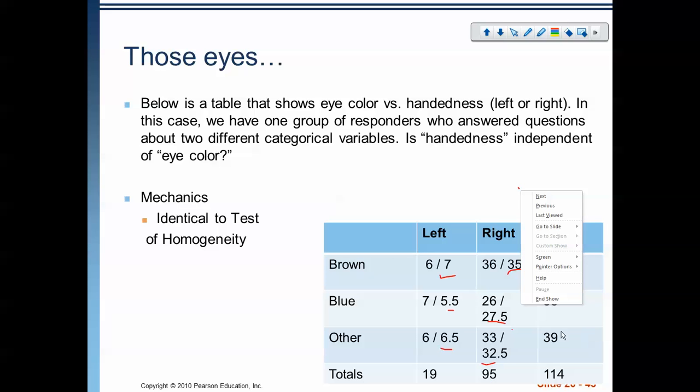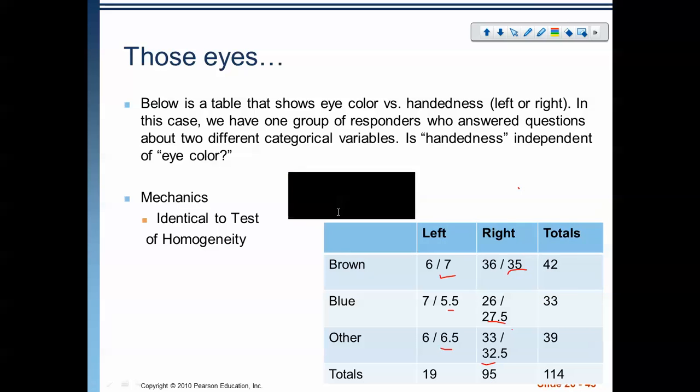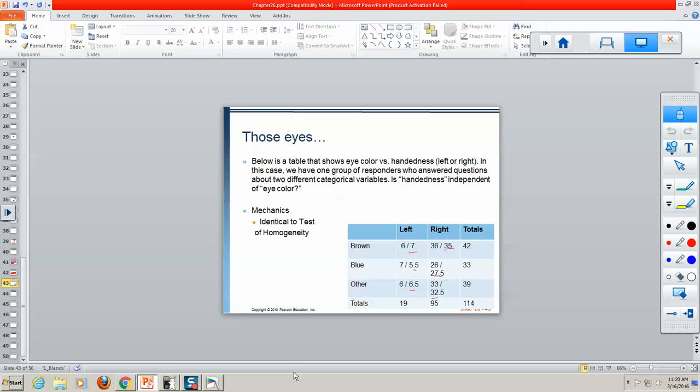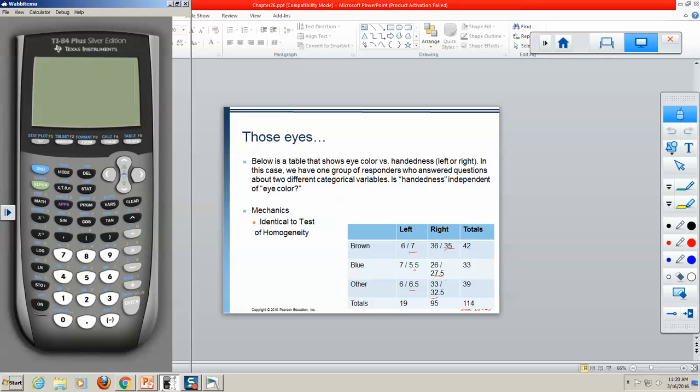So let's go ahead and back out of this slideshow and take a look at our calculator. I need to create a matrix in my calculator, so I'm going to go into matrix. You might notice that there's already a matrix in here from a different problem. You're going to edit it. When you create this matrix A, you do not need to recreate B.